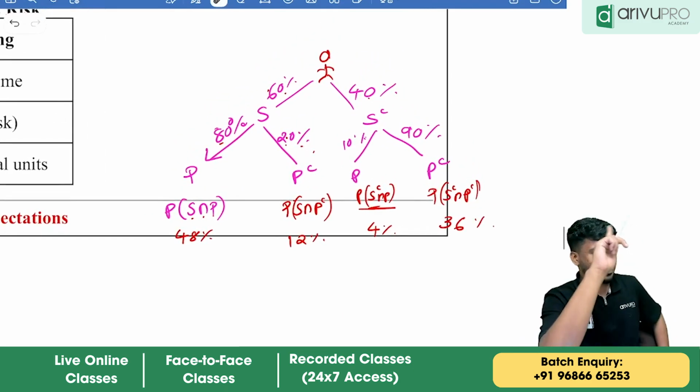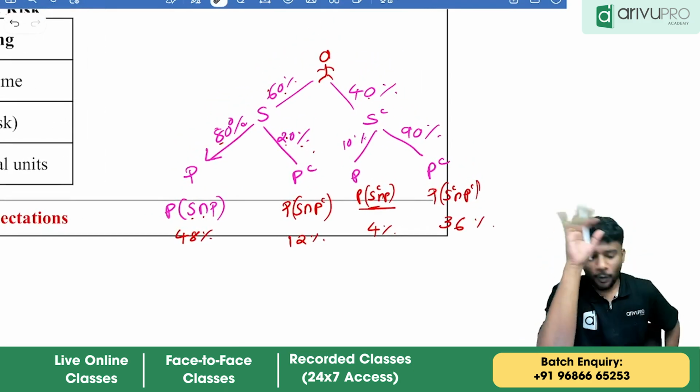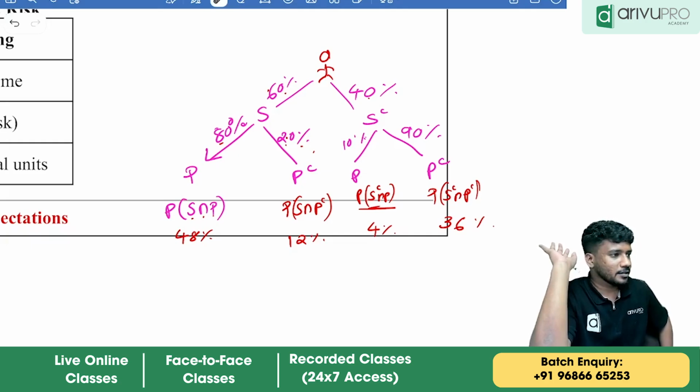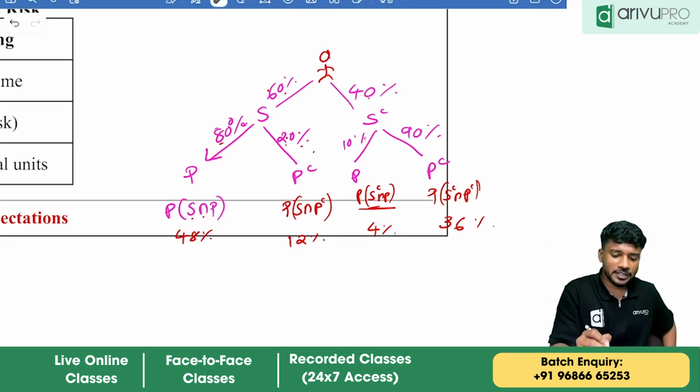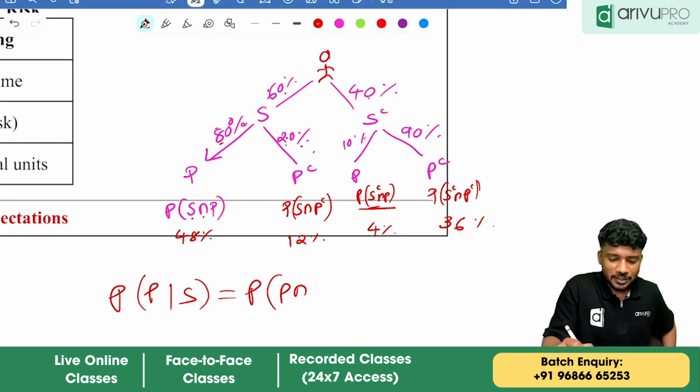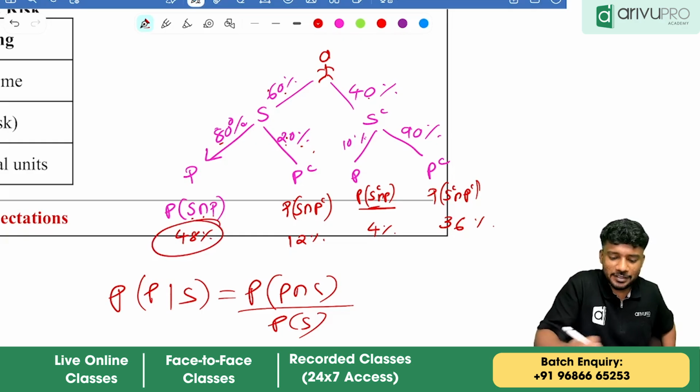Now, my first question. Okay. First question I am going to ask you guys. What is the probability of the person passing given that he is already studying? Probability of the person passing given that he is already studying, which is nothing but P of P intersection S given by P of S. People, very easy. P intersection S is how much?